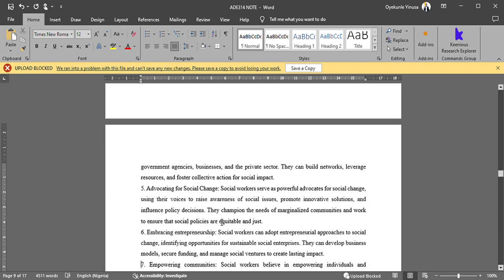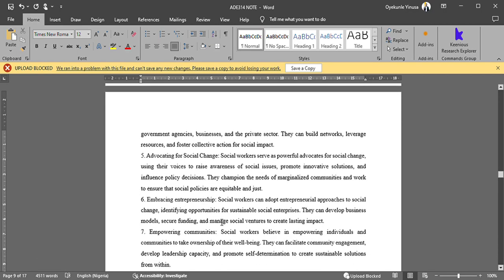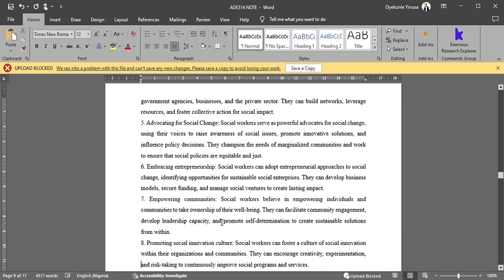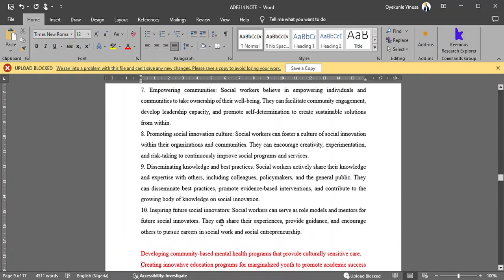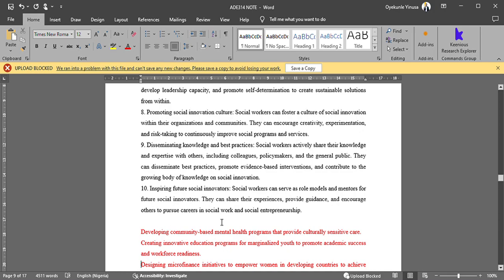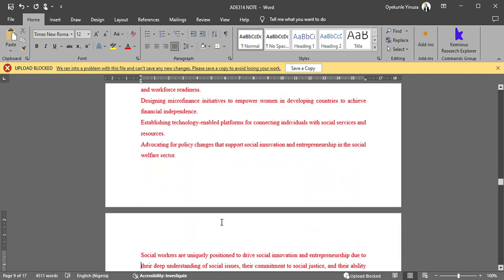And part of their important role is advocating for social change, embracing entrepreneurship, empowering communities, promoting a social innovation culture, disseminating information and knowledge, best practices to tackle community problems, and also inspiring future social innovators to take up this role as a way of impacting humanity and giving back to society.